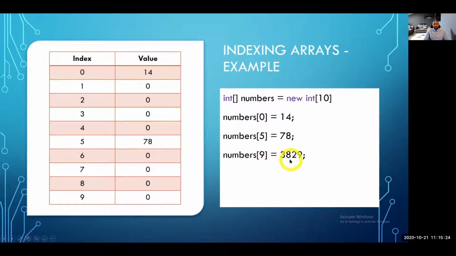Numbers 9 equals 3,829, and it's going to do as you expect, 3,829. So that's how you index into an array. That's how you access those different indices. You just use the index number. So 0, 5, 9 is what we used here, and those are the indices that were changed.